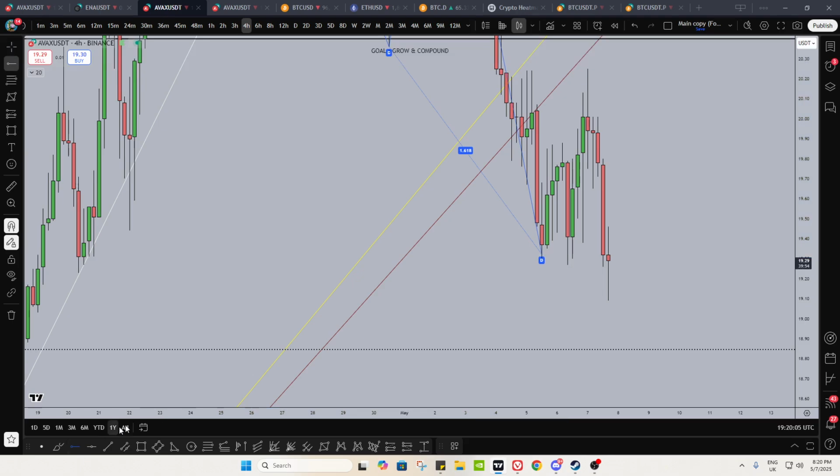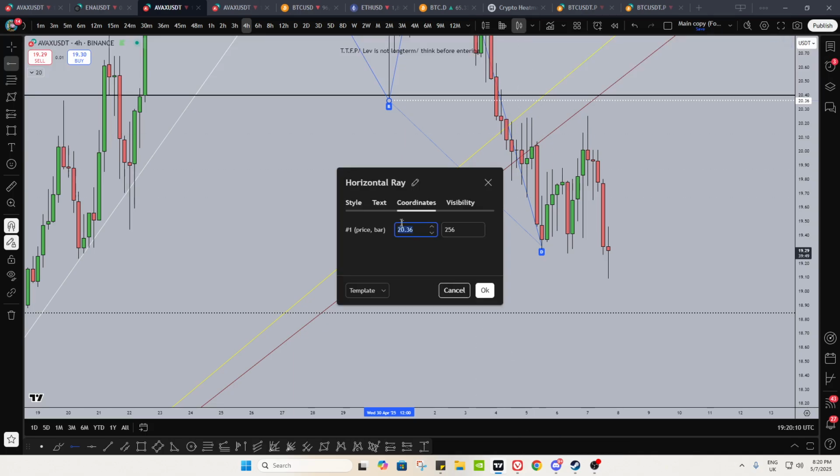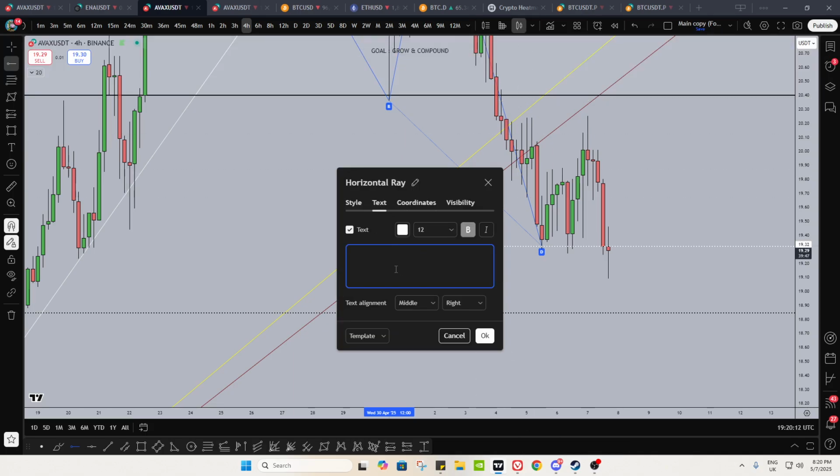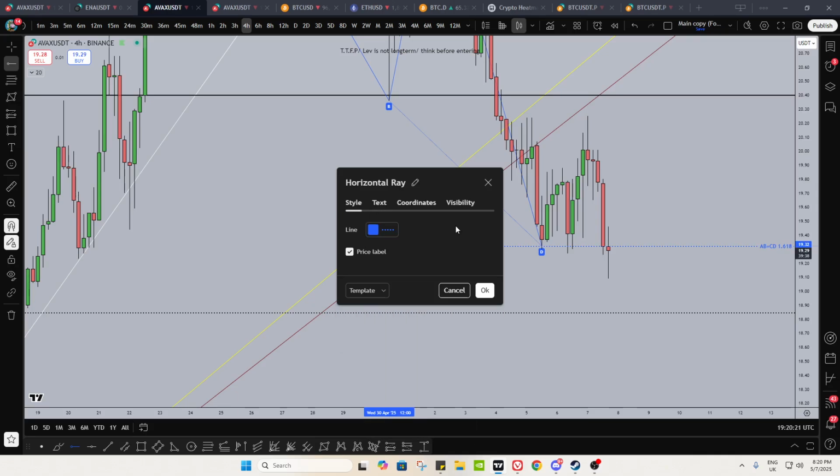$19.32, very important level on the 4 hours. If you're scalping this and you see a reclaim of this, you guys know what that means now. Are you looking for scalp-to-swing mindset longs? Okay, AB equals CD 1.618. There you go. Go with the light blue. Perfect.